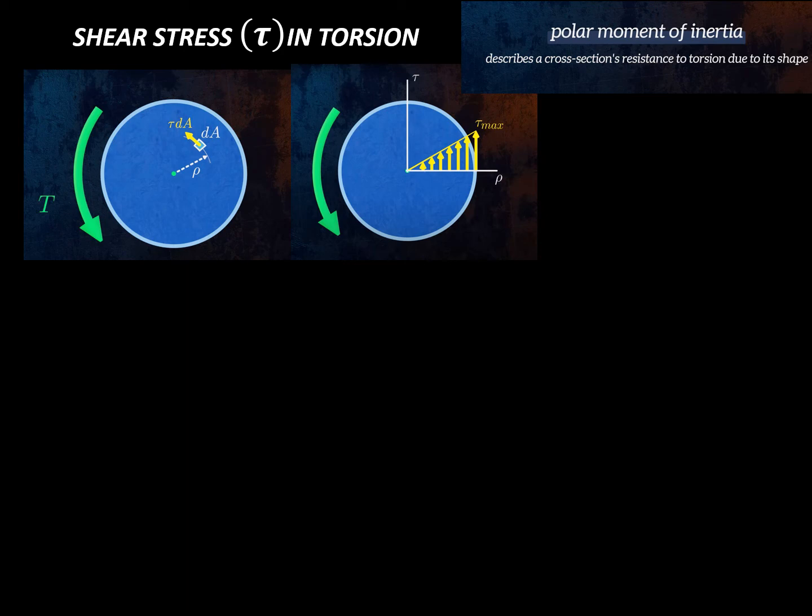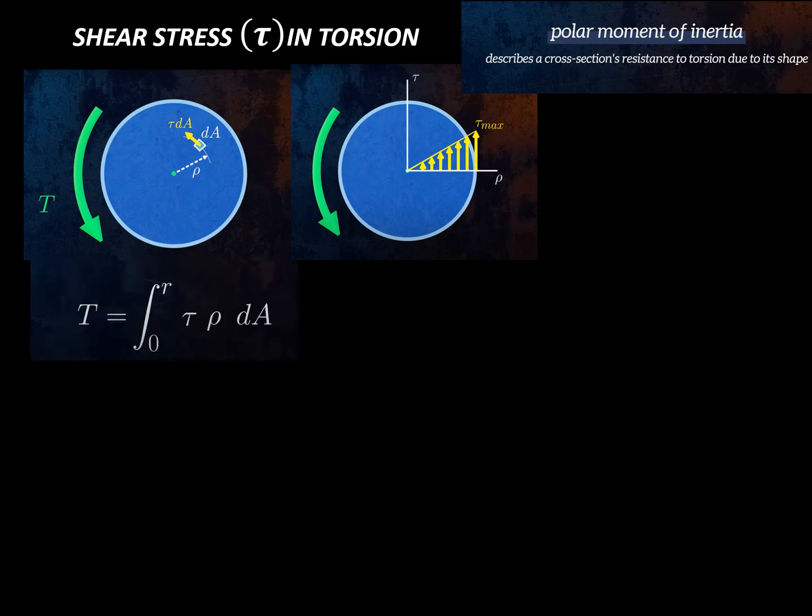And that's acting at the moment arm rho, right? So it's acting through a moment arm. This is the torque, T. So we can write an equation for that little bit of moment, and all of those little moments within this disk have to add up to the total torque. So if you integrate from 0 to r, all of those little moments of torque times the radius times that little dA, you're going to end up with the total torque.